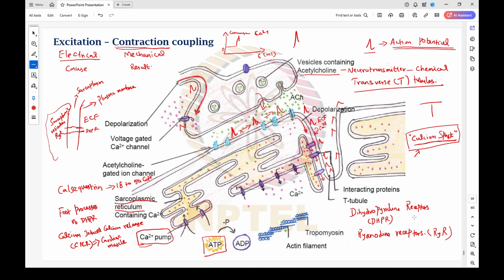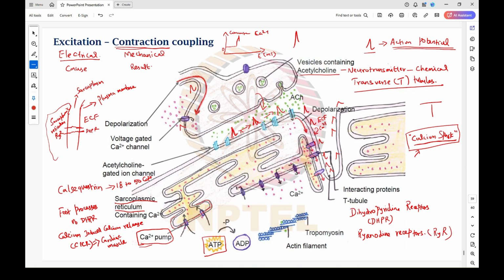These ryanodine receptors are present on the sarcoplasmic reticulum. So basically there is a link between the plasma membrane of the sarcomere to the sarcoplasmic reticulum across the sarcoplasm. Towards the plasma membrane side is the DHPR, and towards the sarcoplasmic reticulum side are the ryanodine receptors.